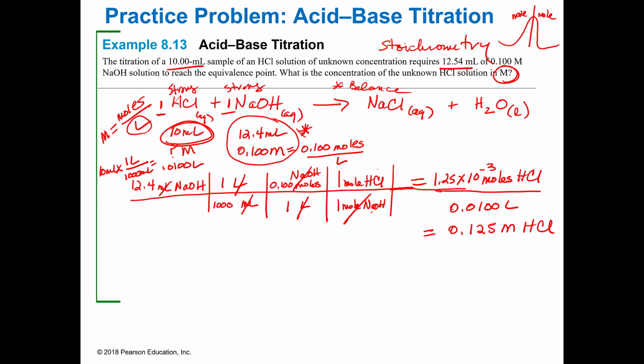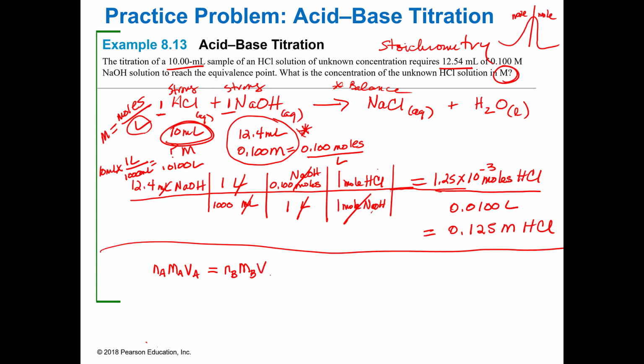Now, I promised you that I would show you the Dr. Kofeld easy peasy way, right? Okay, so the easy peasy way is there is a formula, and it's kind of like the dilution formula. It's N sub A times M sub A times V sub A. So NMV is equal to N sub B, M sub B, V sub B.